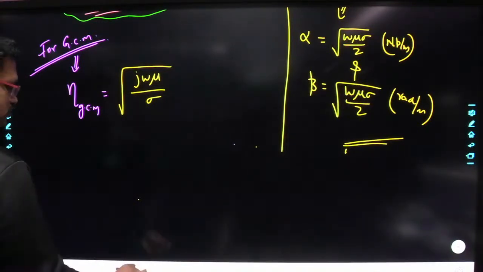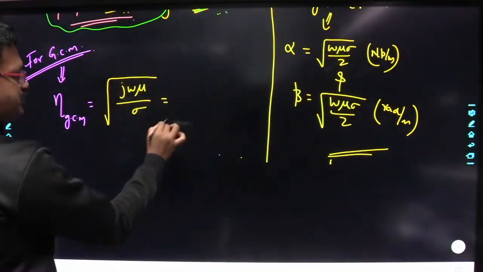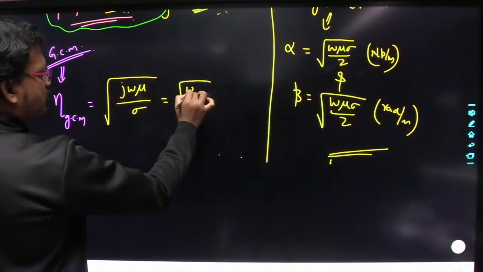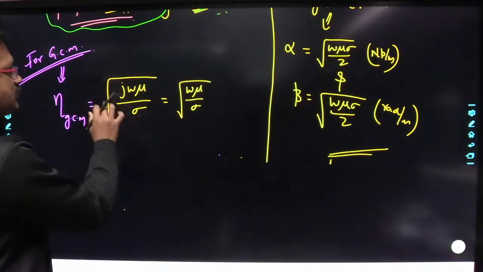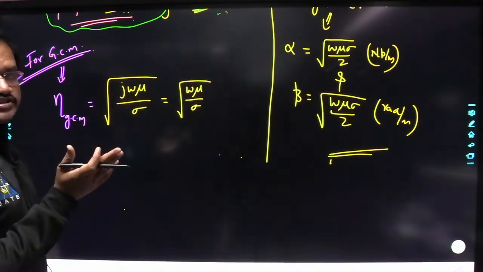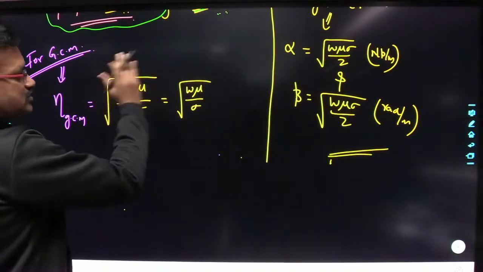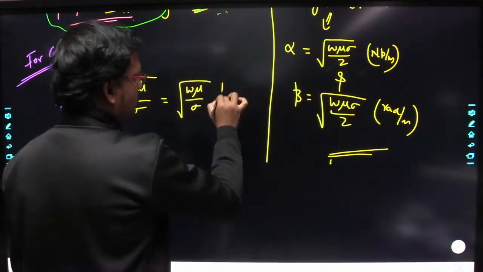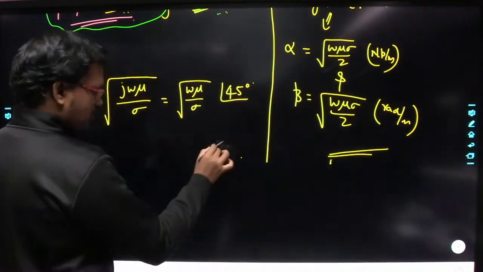This is equivalent to, I can write it as, what is the magnitude here? The magnitude is nothing but the square root of omega mu divided by sigma. And what is the phase shift? J is nothing but 90 degrees, so the phase shift is 90 degrees. Since it is under the root, if you take that 90 degrees out of the root, you can write it at an angle of 45 degrees.